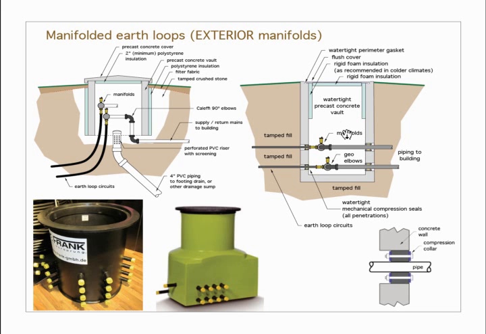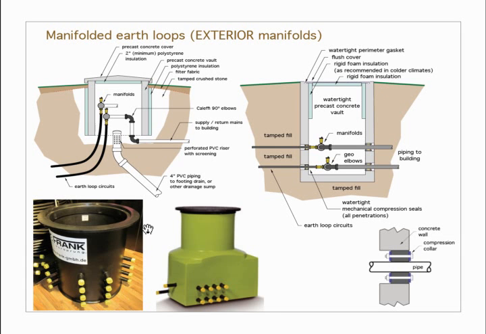Here's another possibility over here. This one is using a sealed vault, so there shouldn't be any groundwater in there, and you'll see all the piping penetrations are using that link seal type product. And then it has a sealed cover that finishes flush with the finished grade.